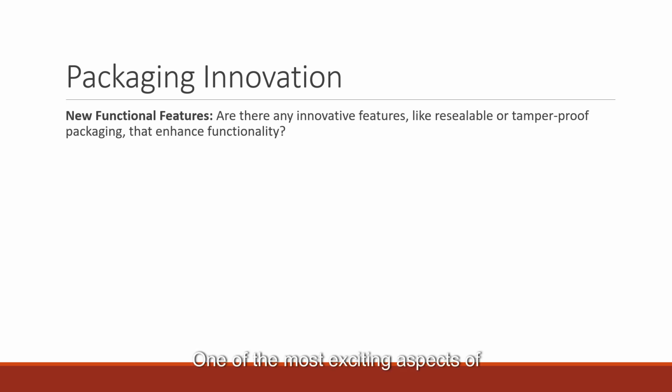One of the most exciting aspects of packaging innovation is the introduction of new functional features. These features may include resealable closures, tamper-proof seals, or even easy-to-open designs that improve usability. For instance, resealable packaging not only keeps products fresh but also adds convenience for customers who may not use the entire product at once. Tamper-proof packaging offers peace of mind by ensuring product integrity, particularly for food and pharmaceutical products. By focusing on functionality, brands can enhance the practicality of their packaging, making the user experience smoother and more enjoyable.